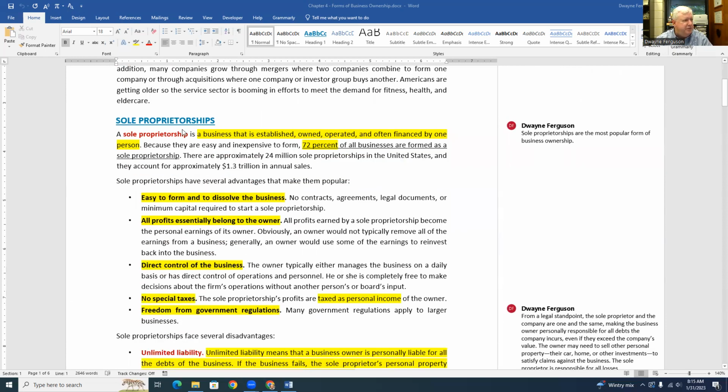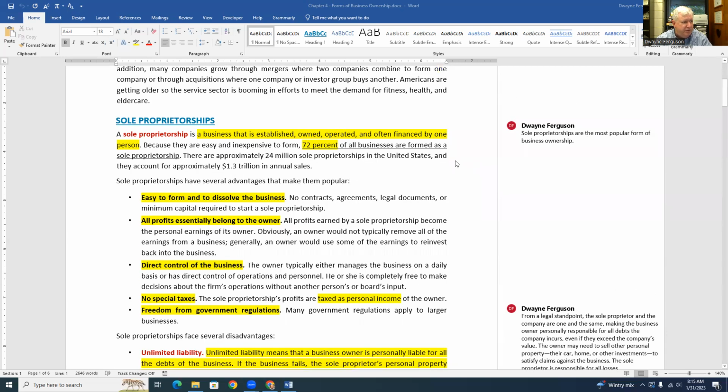So let's start with the simplest one first, the sole proprietor. A business that is established, owned, operated, and financed by one person. So one person owns the business. Notice out here, I said it's the most popular form of business ownership. 72% of all businesses in the U.S. are sole proprietorships. So we have a lot of small businesses in the U.S.